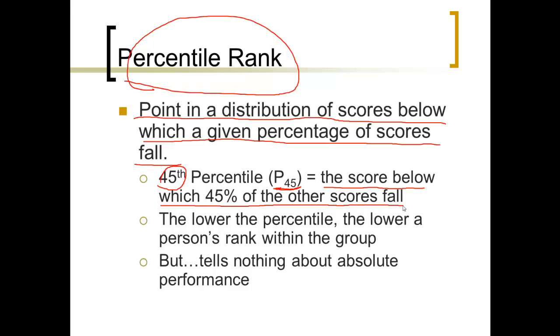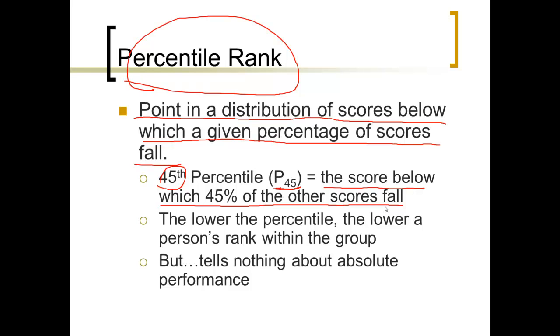So what does that mean? If we can convert all of those scores, and let's say I took the test and I fall at the 45th percentile, that means 45% of the other scores of all the people who took the test are below me. So I'm not really in that big of a group. And so if somebody took the test and they are in the 80th percentile, that means that 80% of the scores fall below them.